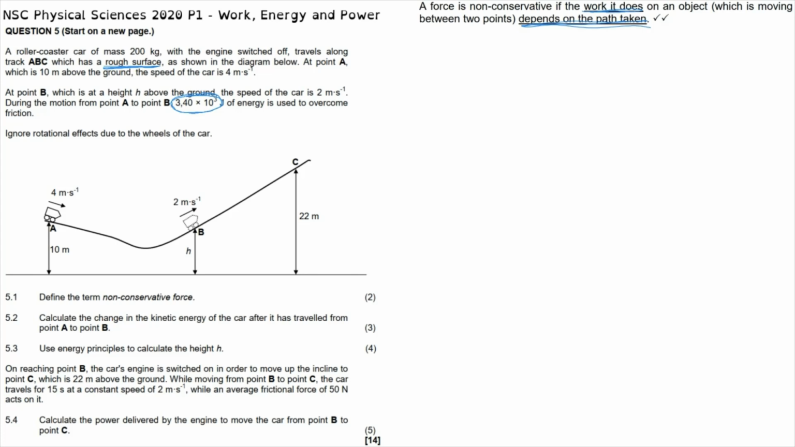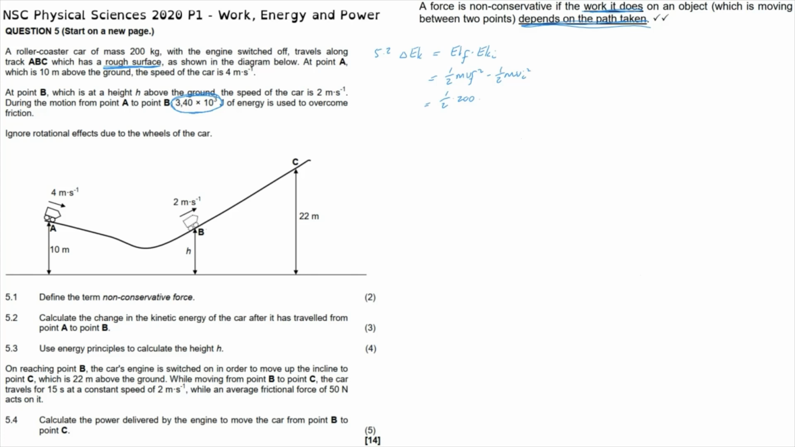Question 5.2 asks, calculate the change in kinetic energy of the car after it has traveled from A to B. And we do that by starting with a formula that says that the change in kinetic energy, delta EK or delta K, is equal to the final kinetic energy minus the initial kinetic energy. And we can then say that is 1/2 mass times the final velocity squared minus 1/2 mass times the initial velocity squared. The mass of this roller coaster car remains the same at 200 kilograms.